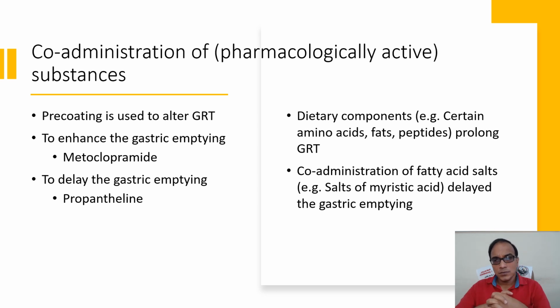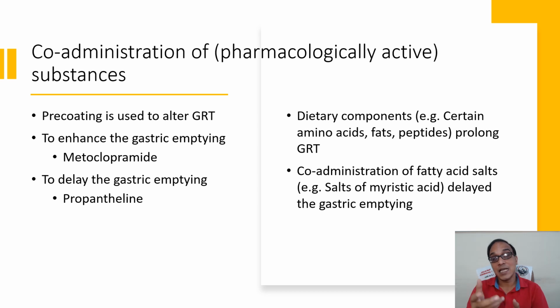In continuation of this approach, you can also use pre-coating to alter the GRT. You can pre-coat the delivery system. Pre-coating is the simple enteric coating. You take a simple dosage form, the modified dosage form, second generation one, and give it an enteric coating with cellulose acetate phthalate and other types of polymers which don't dissolve in the gastric region in the acidic pH. So this may be a particular approach.